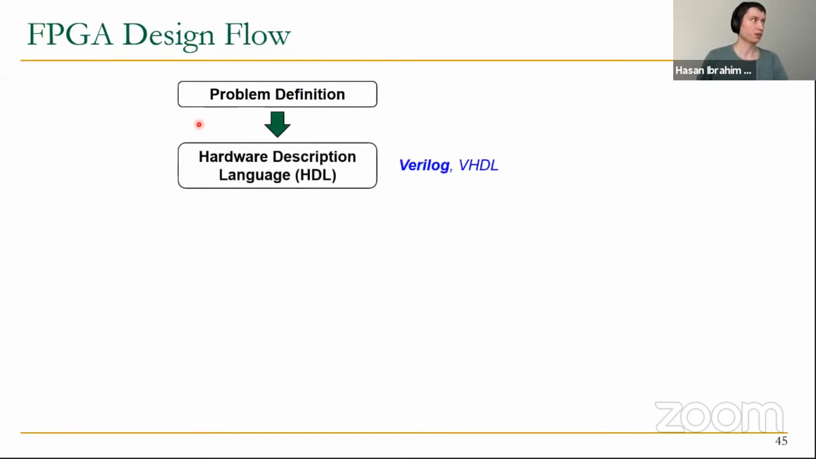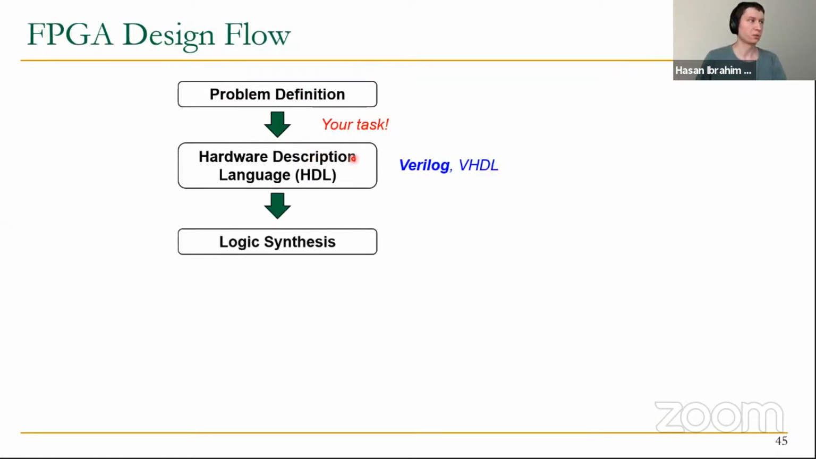Okay, so this is a typical FPGA design flow. We start with a problem definition. So we decide what is the problem we want to solve, and then we implement a solution, or we describe a hardware that will solve that problem. And for that, we either use Verilog or VHDL or other even higher level languages.